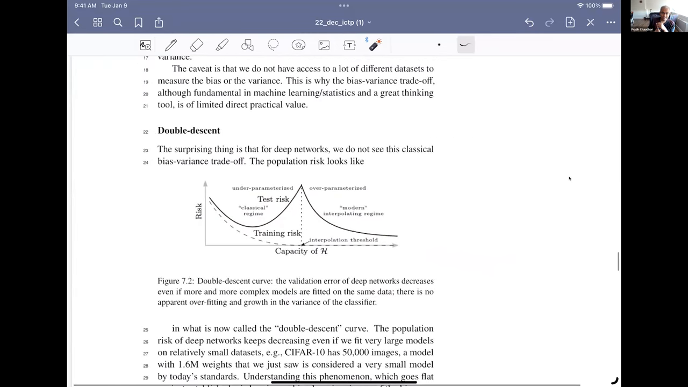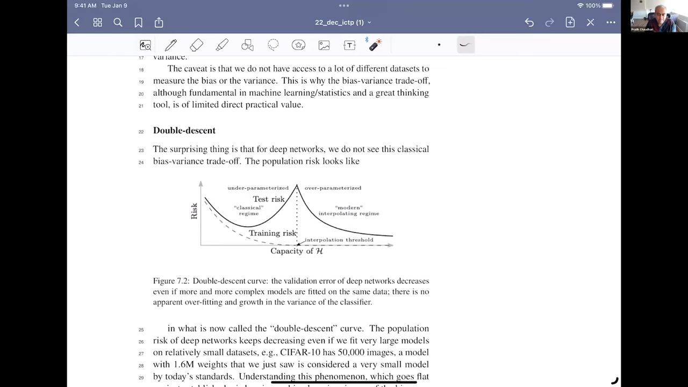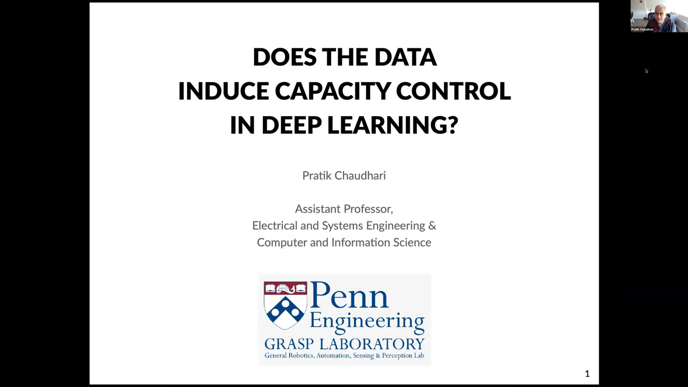What we are going to do next is try to understand this phenomenon. Any questions before we begin? Seems everyone is happy on this side. Cool. Thank you. And now I will do some slides. Okay, so you can see my slides, right?